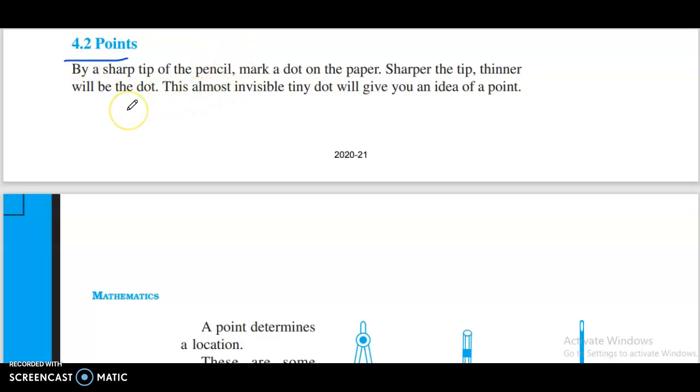This topic is about basic geometrical ideas. Points are marked by the sharp tip of a pencil. A pencil mark makes a dot on the paper. The sharper the tip, the thinner the dot will be. The almost invisible tiny dot will give you an idea of a point.